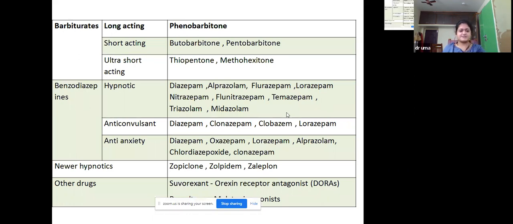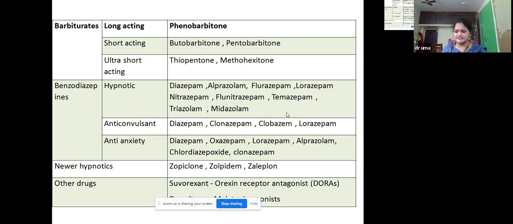Among these, barbiturates, benzodiazepines, newer hypnotics, and other drugs are included. Barbiturates are long acting, short acting, and ultra short acting. Among these, phenobarbital and thiopentone are commonly used: phenobarbital in epilepsy and thiopentone in anesthesia. The other drugs are not used much, but the longer acting one is phenobarbital, the short acting ones are pentobarbital and butobarbital, and the ultra short acting ones are thiopentone and methohexitone.